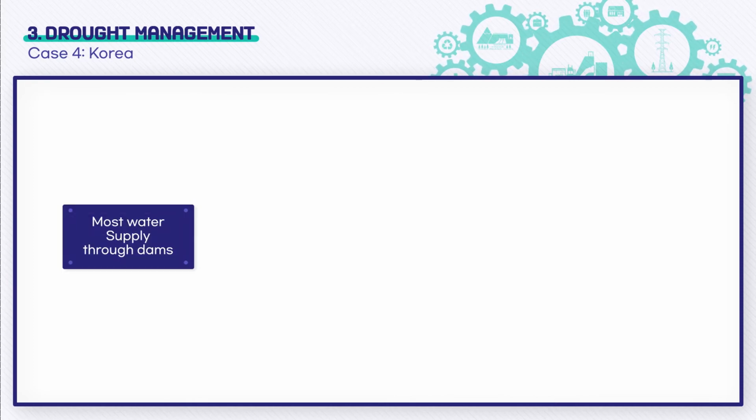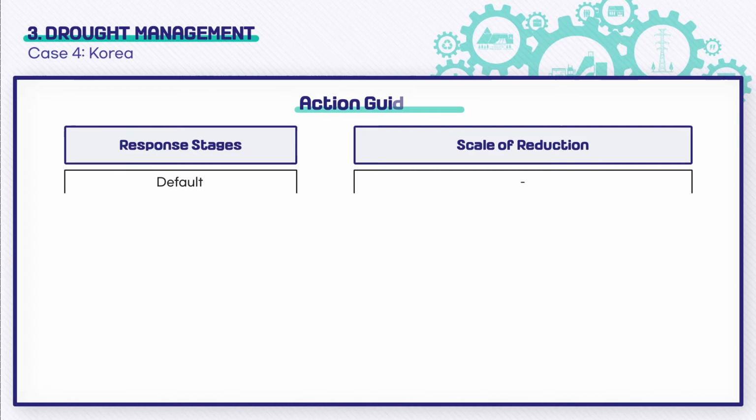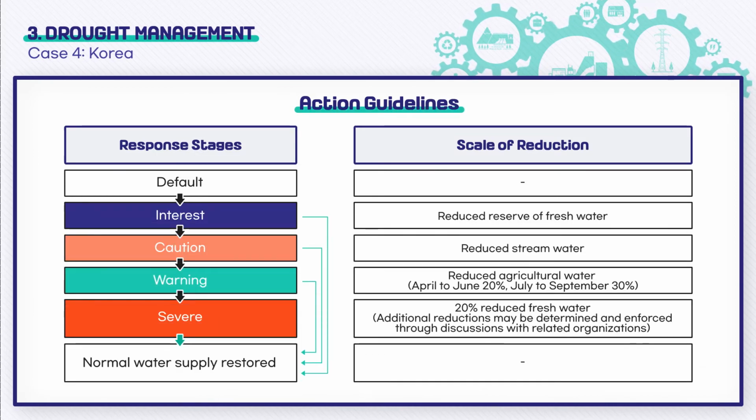Now we will look at Korea's measures to respond to droughts. First, since impounded water in dam reservoirs is a main source for industrial and residential water supply systems, dams play a key role in the management of droughts. Accordingly, the standard water reserve required in each dam is determined based on multiple factors, including the time of year, stakeholder interests, cautions, warnings, and drought forecasting. At each of the response stages, a portion of available water resources is reduced.